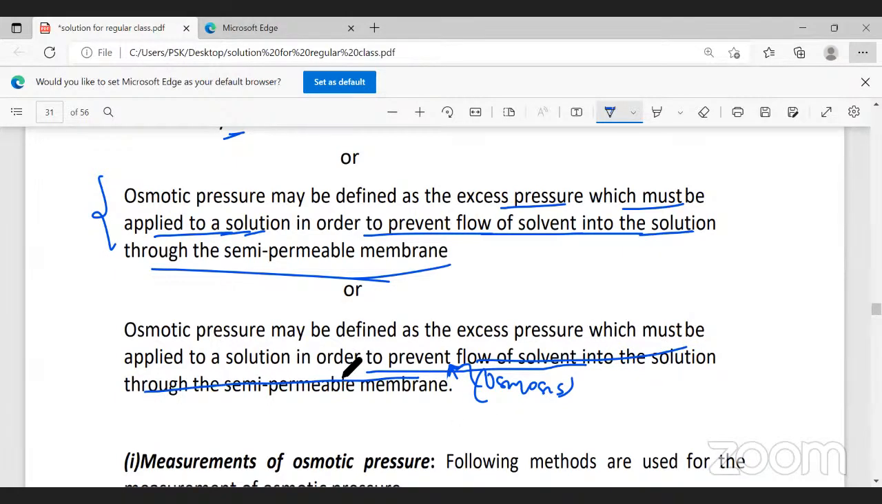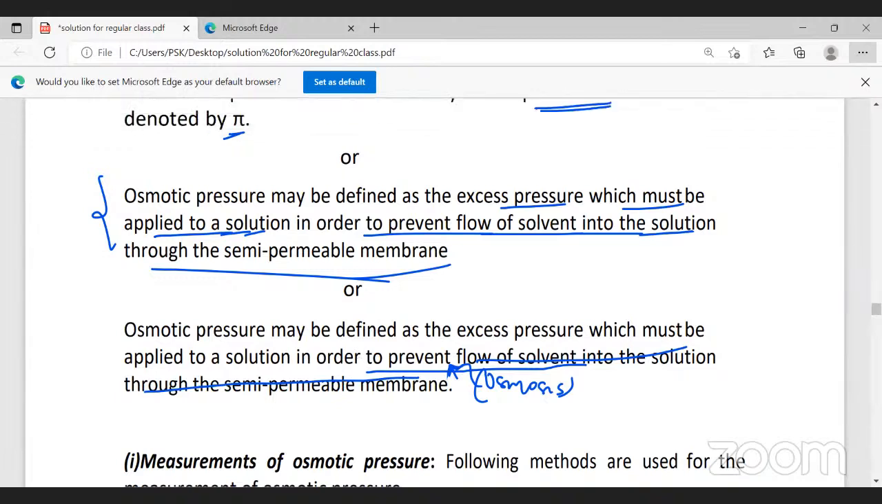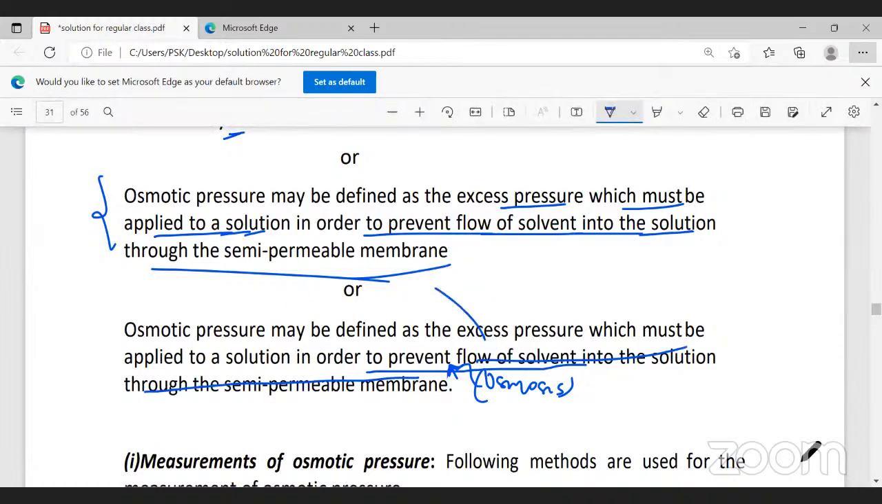The external pressure applied, or the excess pressure applied, in order to prevent the flow of solvent particles into a solution through a semi-permeable membrane, is called osmotic pressure.